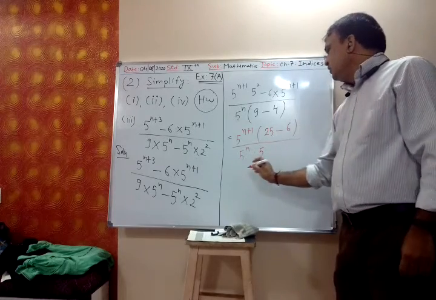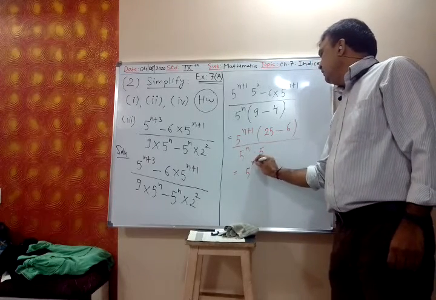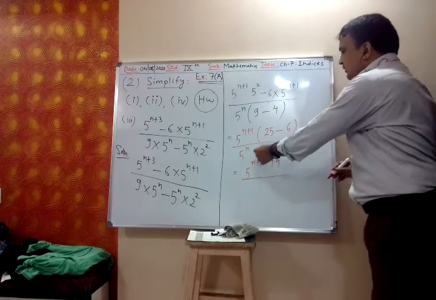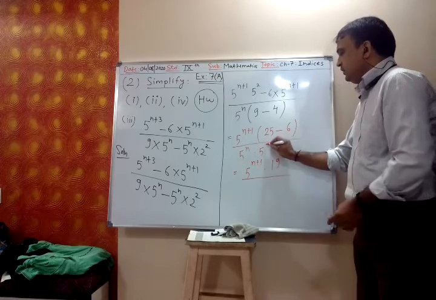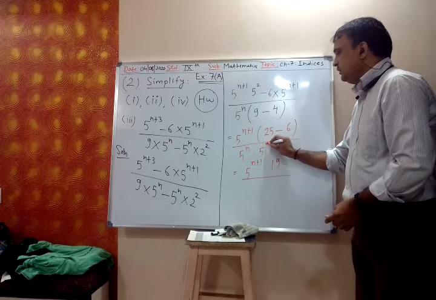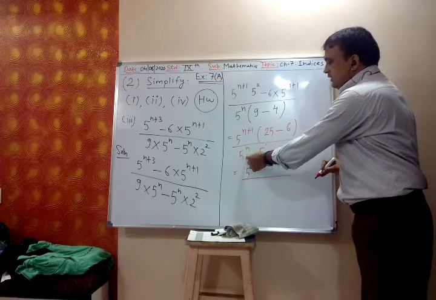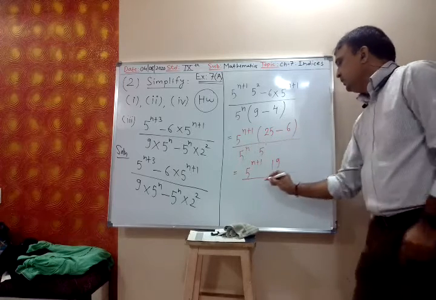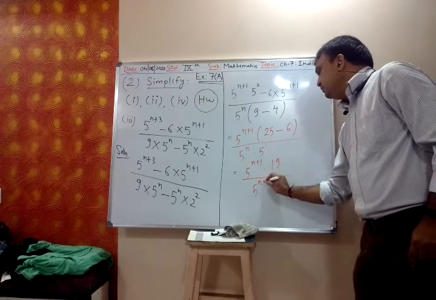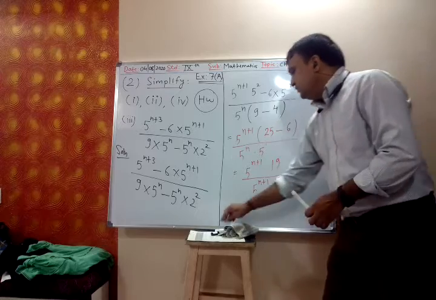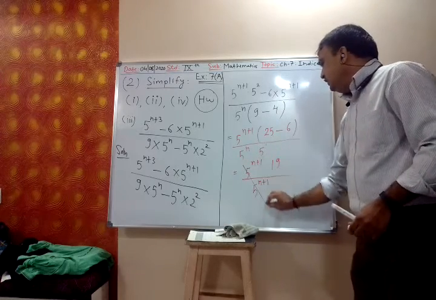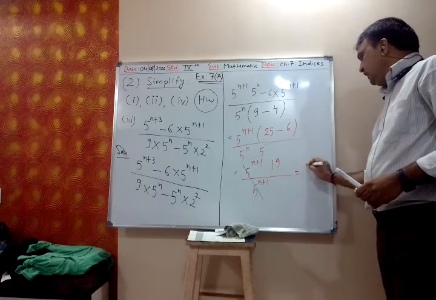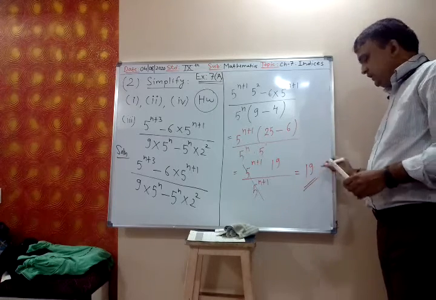So 5 raised to n plus 1 into 25 minus 6, 19. Now denominator 5 raised to n into 5 raised to 1. 5 means 5 raised to 1. So I will apply law of indices. A raised to m into a raised to n is a raised to m plus n. So denominator will be 5 raised to n plus 1. Now 5 raised to n plus 1 get cancelled. So what is left? 19 is left. So the answer is 19.